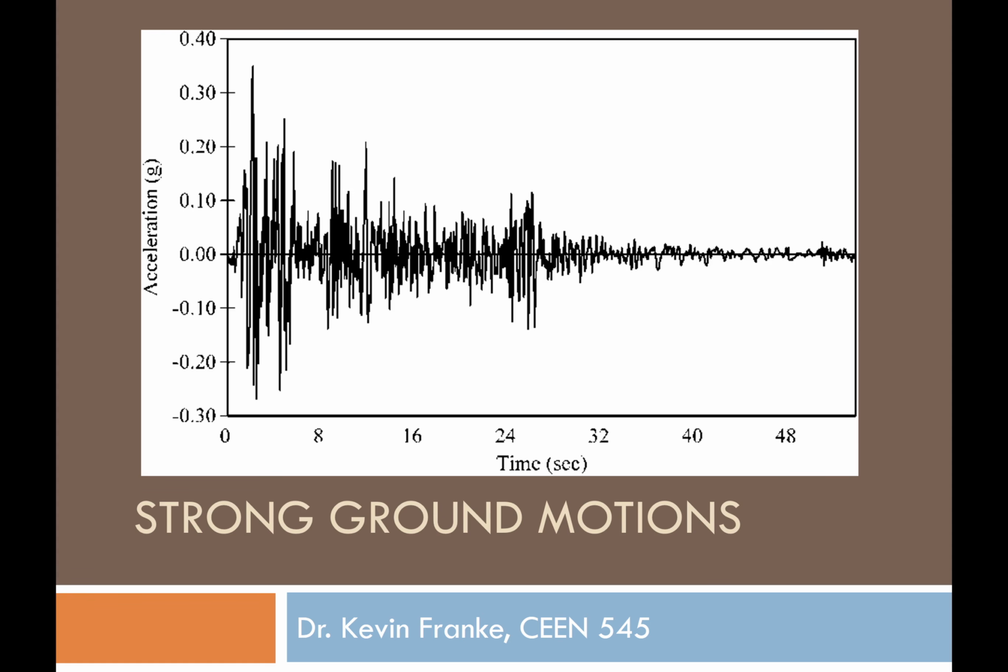Hi everybody. Today we're going to be learning a little bit about strong ground motions and ground motion parameters. This is an important topic related to earthquake engineering, and it transcends all the different branches of earthquake engineering, but particularly is applicable to structural engineers and geotechnical engineers that want to do time history analysis or predict some sort of response or behavior from strong ground motions.